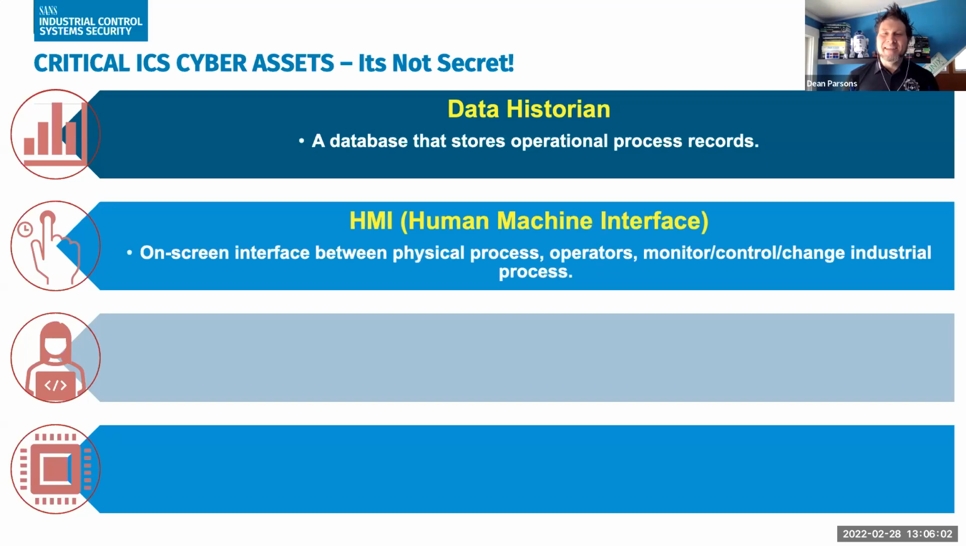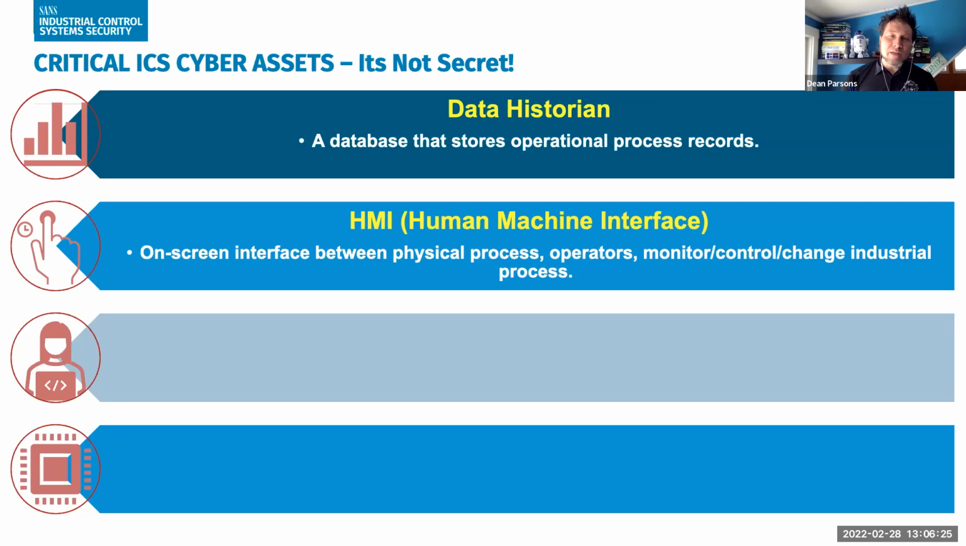Now, beyond the data historian, we're going to pivot to the human machine interface, of course, the HMI, because it's super critical. This is the on-screen interface to the physical process. Operators are going to be using this on-screen connection to the physical process to monitor, control, and change industrial control system applications, essentially, and the process itself, changing real-world things in the real world.